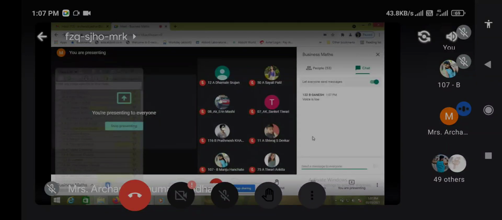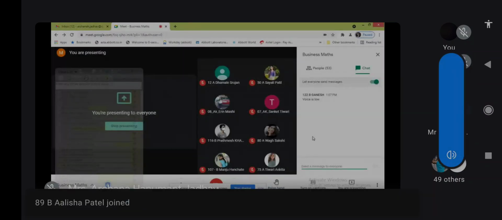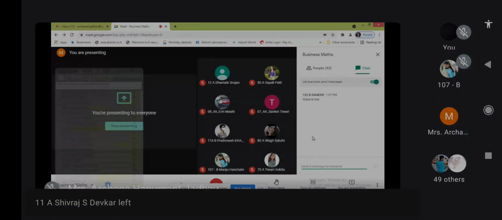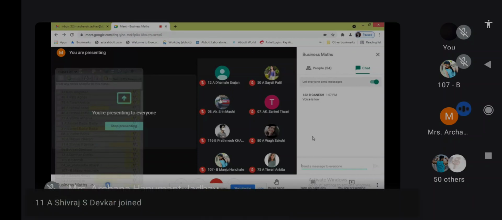Okay, what is a matrix? A matrix is just a collection of numbers in terms of rows and columns. In a square bracket, we write the matrix with rows and columns. Correct. In the last lecture, we learned about the types of matrices.